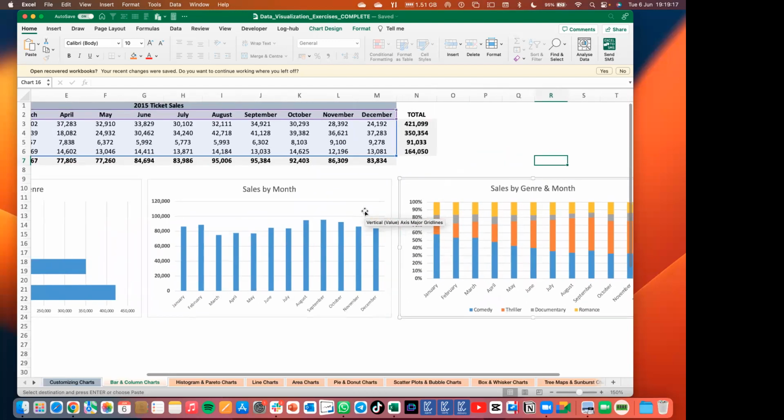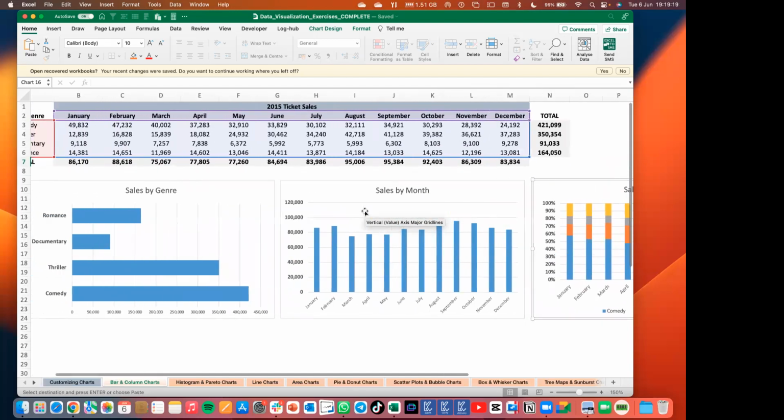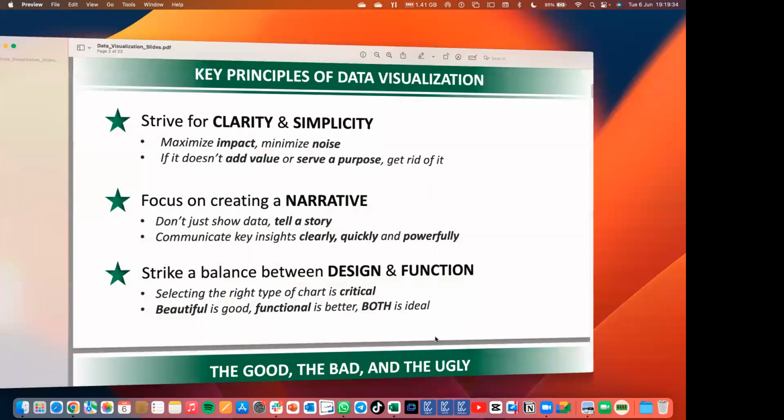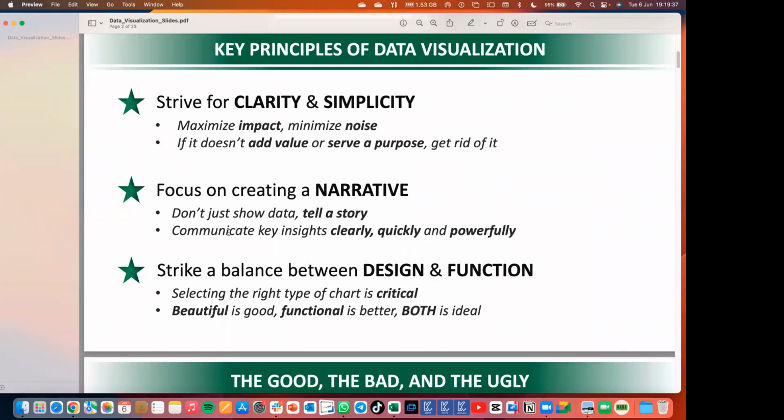So the heading should be just brief and short. If you have anything you have to narrate, bring it as a text box under that chart. Narrate. Always a text box will be an added read for your presentation. So that's why they say it should always be clear, quick, and powerful. By powerful, we mean it should be short and precise. Strive for a balance between design and function.